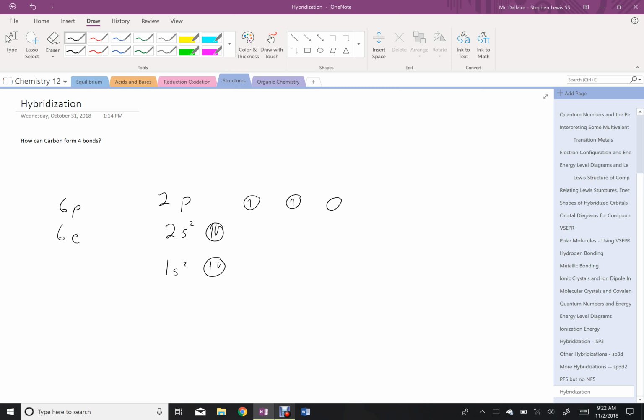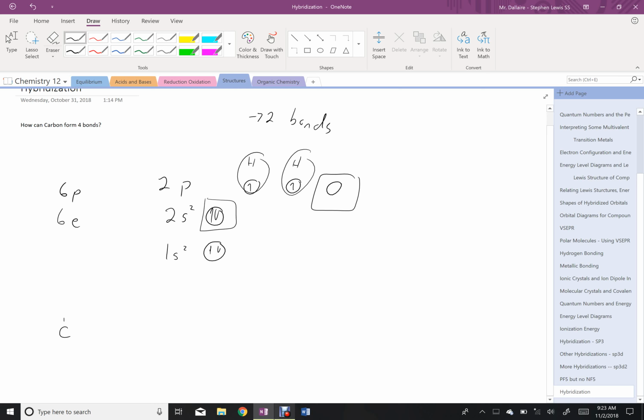So when we look at this structure, we think to ourselves that maybe it could form 2 bonds by bonding with something like hydrogen here and here, but it doesn't have an electron to offer here, and this is a full shell, so that wouldn't want to share either. So really it looks like it should form 2 bonds. But we all know the molecule CH4. So we know that it forms 4 bonds.